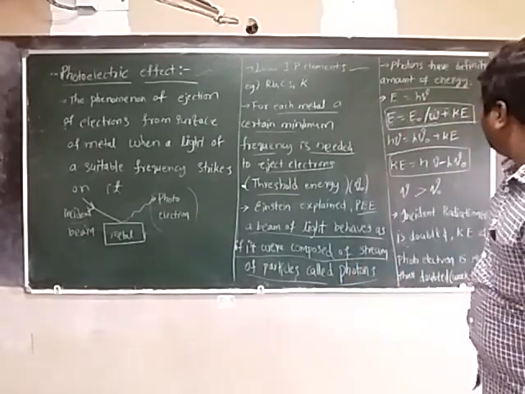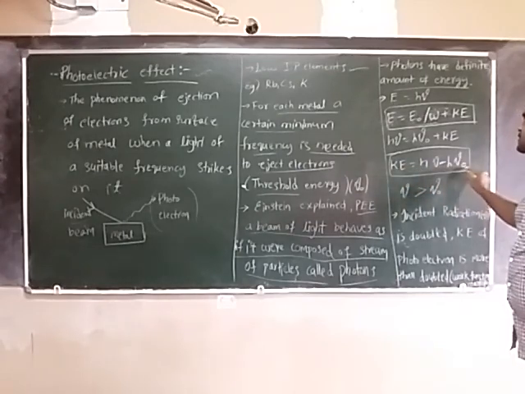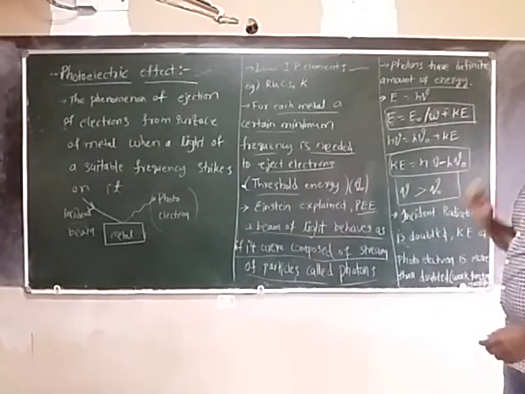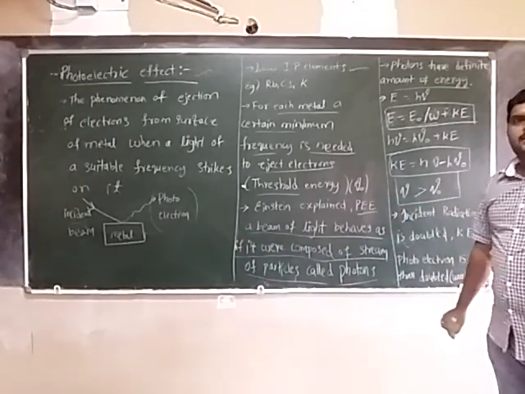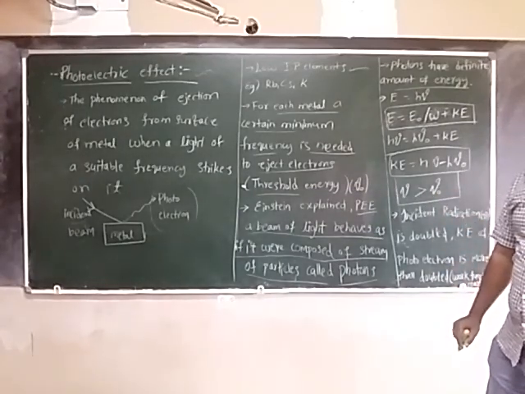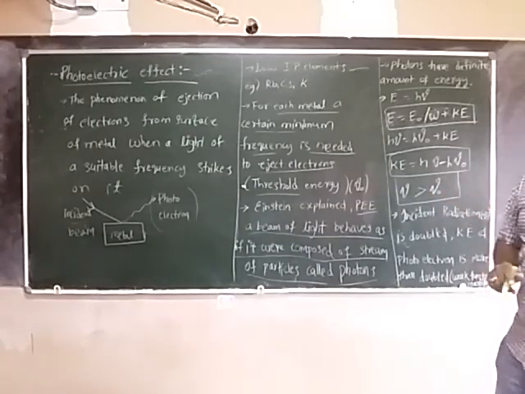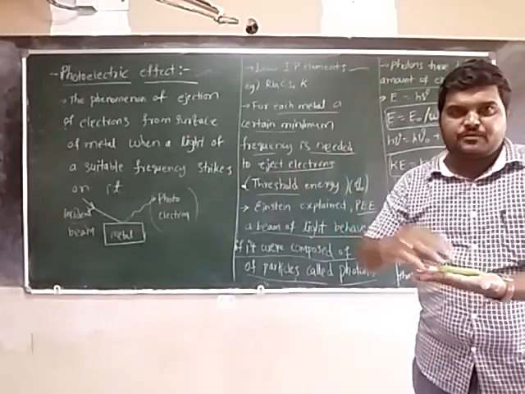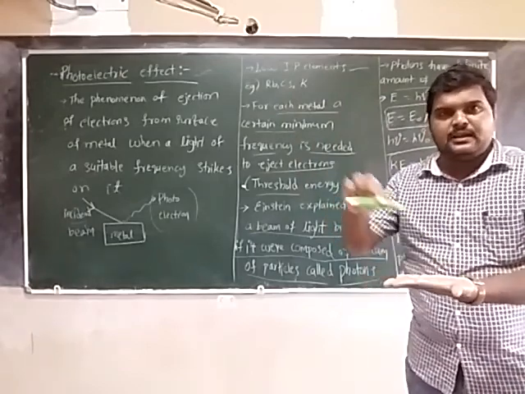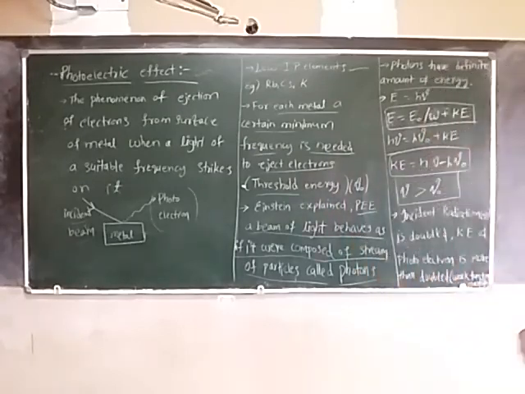So KE is equal to h nu minus h nu naught, where nu is greater than nu naught. What is nu here? The incident frequency. When the incident frequency is greater than the threshold frequency. This is the incident frequency I am giving, so the metal must have some threshold frequency to remove the electron, and the incident radiation is more than or double that.